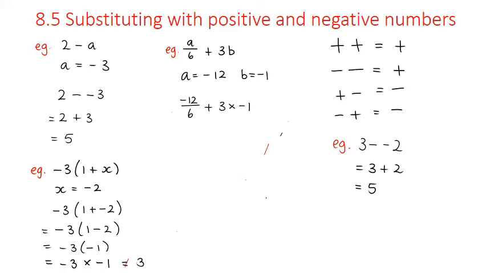Our BIDMAS tells us that we have to do the division and the multiplication first. So negative 12 divided by 6. 12 divided by 6 is 2, and the negative and the positive make it a negative. And the 3 multiplied by negative 1, the positive and the negative make it a negative 3. That plus and minus in the middle becomes a minus, so we get negative 2 minus 3. And negative 2 minus 3 gives us negative 5.